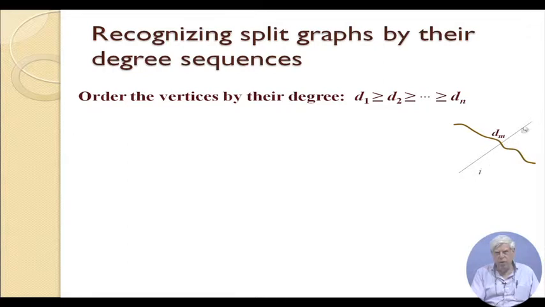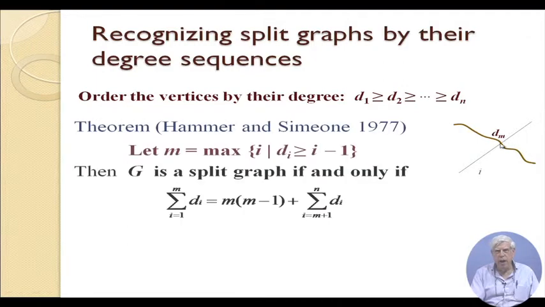At some point, they cross. And at that crossing point, we'll call that m. So let m be the maximum index where d_i is greater than or equal to i minus 1. So that's the place where these two curves cross. That number m is significant. So significant that it allows you to characterize split graphs.